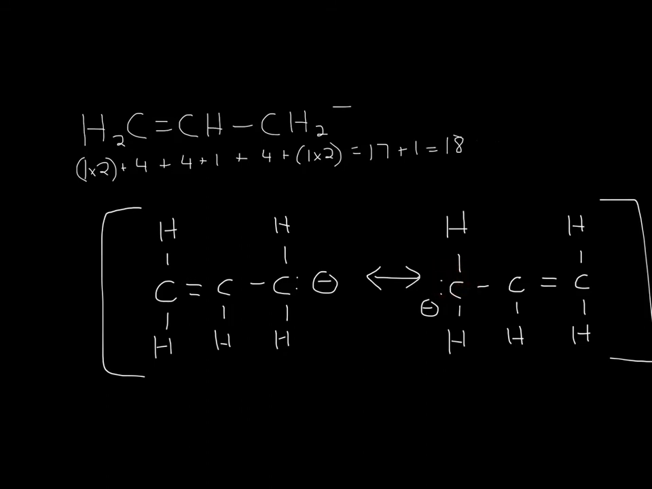Now, the reason why there's no other resonance structures is because the other ones would be breaking the octet. For example, if I move this double bond here, I would break the octet rule, or I would have a plus formal charge, which isn't good. And you want to minimize the amount of charges you have in a structure, and so one is good.